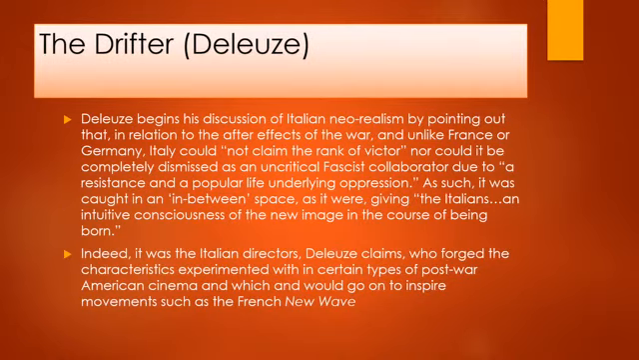begins his discussion of Italian neorealism by pointing out that in relation to the after effects of the war, and unlike France or Germany, for example, Italy could not claim the rank of victor, nor could it be completely dismissed as an uncritical fascist collaborator due to a resistance and a popular life underlying oppression. As such, it was caught in an in-between space. And you want to absolutely focus on that idea of an in-between space.